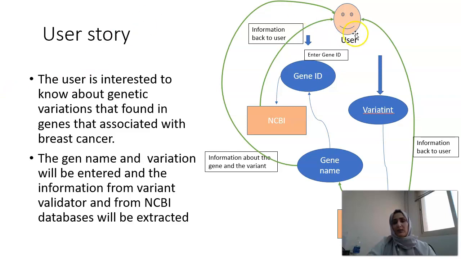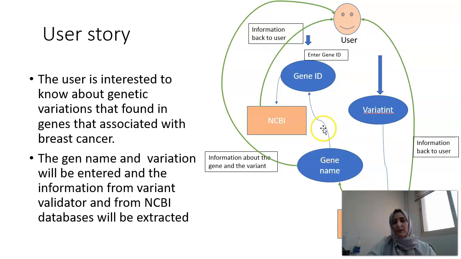Usually the user has information about the variant, so he would like to see if this variant could be validated using variant validator. And also, if he puts the variant, he could see the gene name as well. When he gets the gene name, basically, I'm trying to get more information about the gene from NCBI.